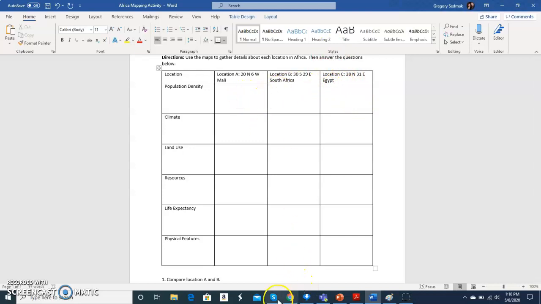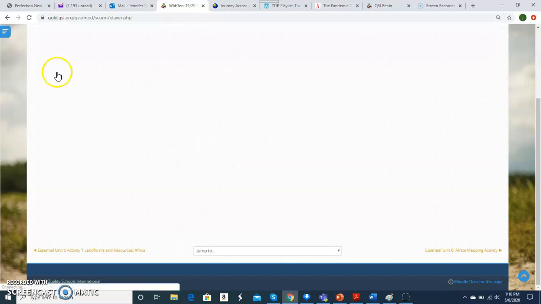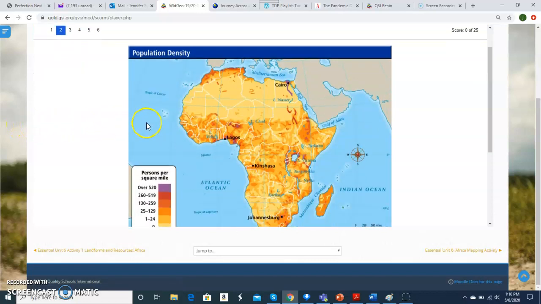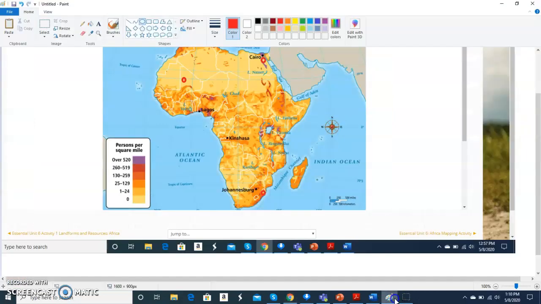Now, this is where you have to go to the other maps in this activity in order to find some descriptors of those different features or qualities that I'm asking you to look for. So I'm going to go to page 2 of the activity. And this is where I have a map of population density. In fact, I had that same map down here where I put the red dots. Okay, so in location A, how would you describe the population density?